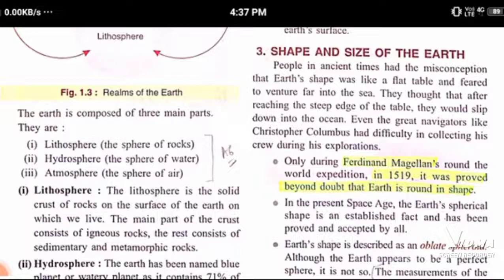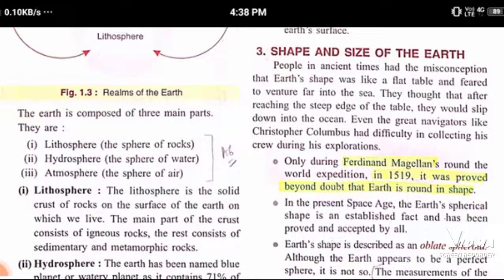They feared that they would fall down into the sea or the ocean if they stepped off the edge of this so-called flat table. Even great navigators like Christopher Columbus had great difficulty in convincing his crew during his explorations. The crew are the people who work on the ship during the exploration.